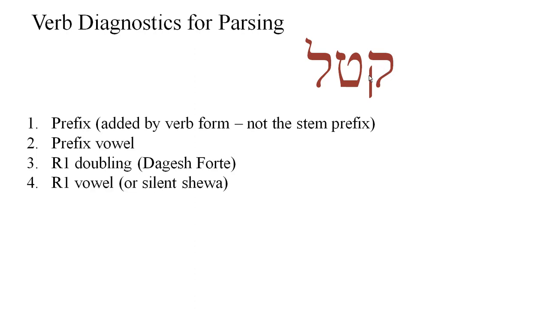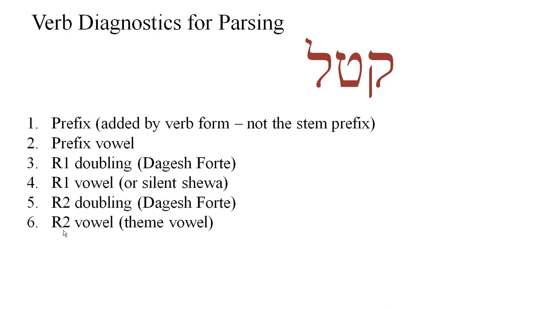Another diagnostic is the R1 vowel, so whatever vowel shows up with the root letter. Next we look at R2 doubling, in case there's a dagesh forte in the second root letter. We then look at the R2 vowel, whatever vowel is associated with the R2 letter. And then finally, we look at the suffix, whatever is added on to the end. So those are general characteristics for different kinds of verb forms.